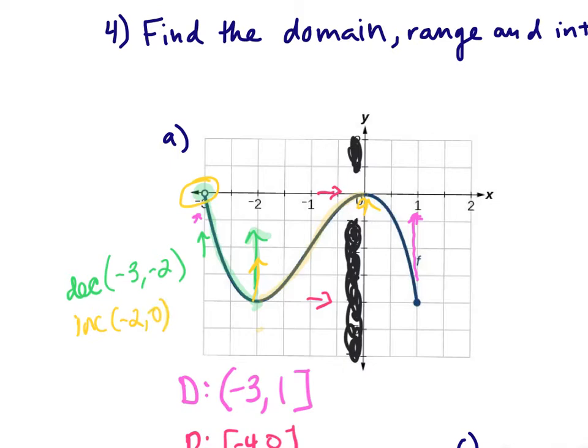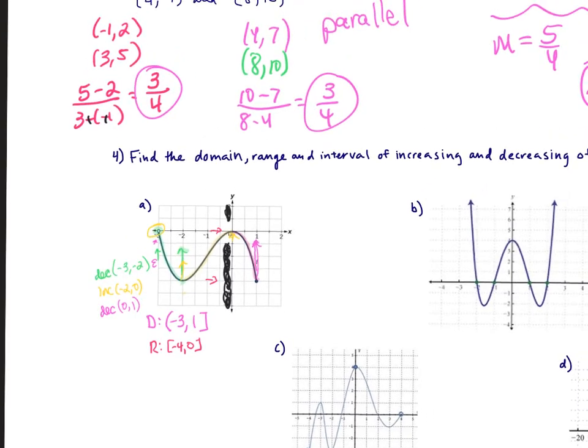And then at 0, you're decreasing again. Now I can write it here or I can write it next to, it doesn't matter, but I'm decreasing from where to where? You're decreasing from 0 to 1. Perfect. Good job. Very good job.